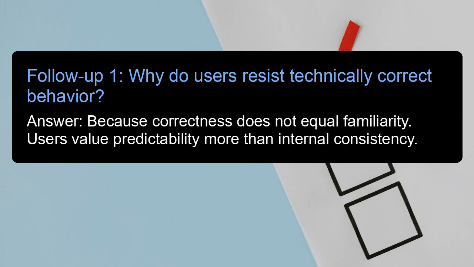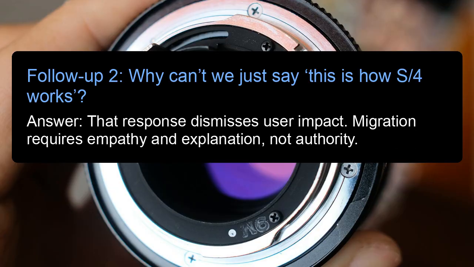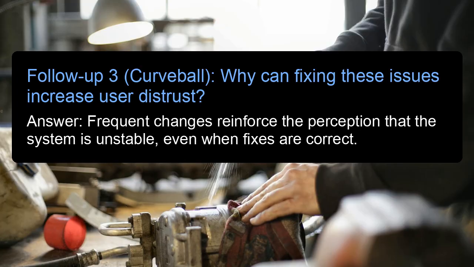Follow-up 1. Why do users resist technically correct behavior? Answer: because correctness does not equal familiarity. Users value predictability more than internal consistency. Follow-up 2. Why can't we just say this is how S/4 works? Answer: that response dismisses user impact. Migration requires empathy and explanation, not authority. Follow-up 3. Curveball.